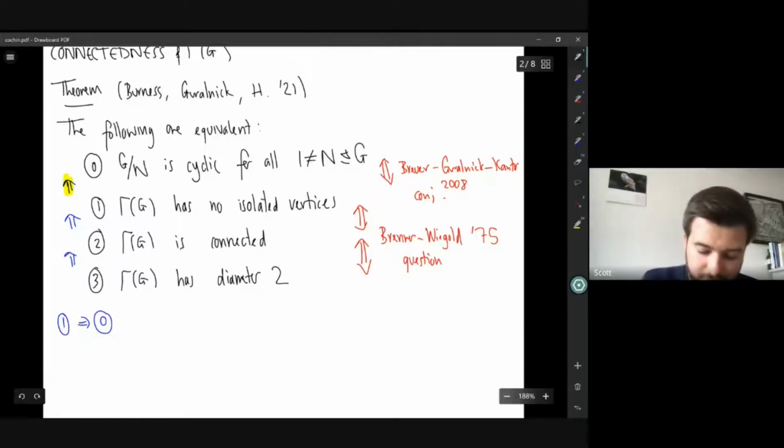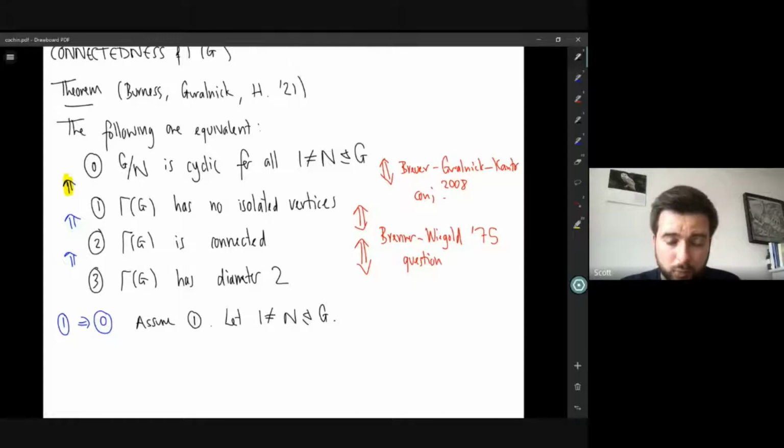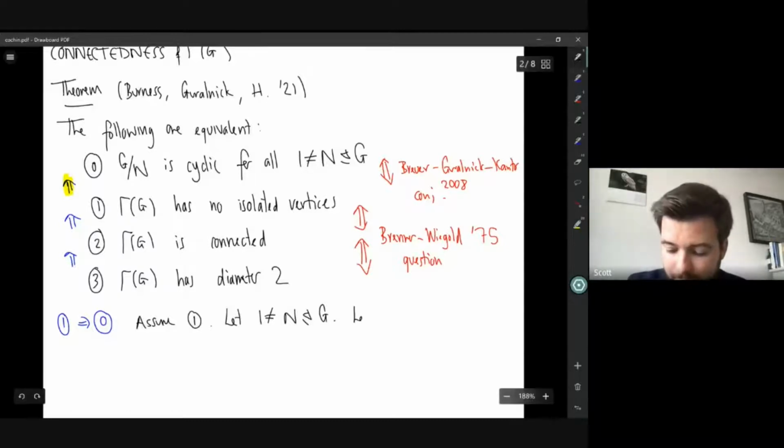So let's see. We assume 1, and you also note that this bit doesn't rely on the group being finite, but lots of the other things I will soon say do. So we assume that the group has no isolated vertices, and we take a non-trivial normal subgroup, and we want to show the quotient by that is cyclic. So we take some non-trivial element of that normal subgroup.